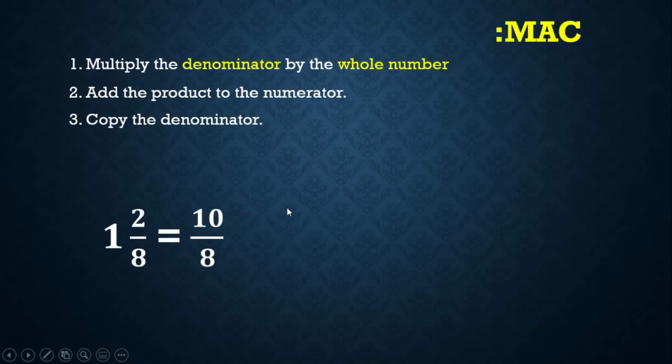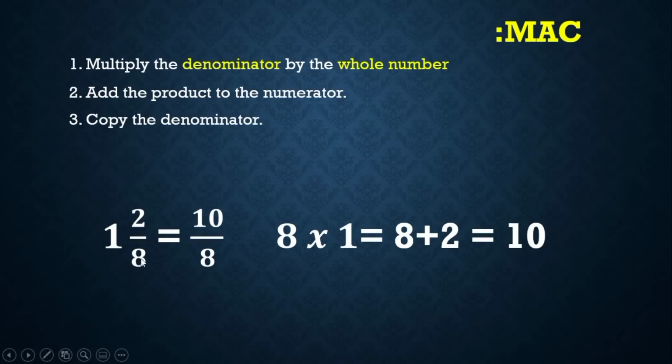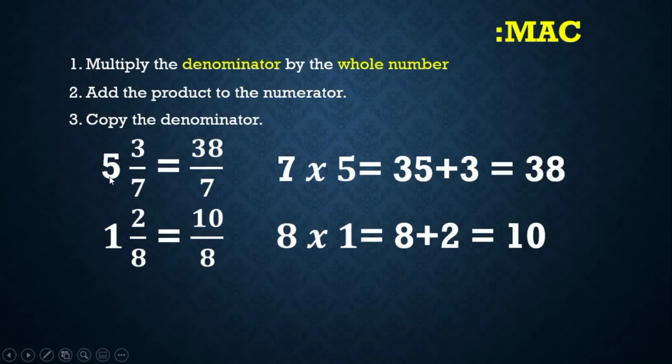So, like for example, meron tayong 1 and 2/8. Paano nangyari yung 10/8? So, una, multiply natin yung denominator natin sa whole number. So, 8 times 1, that is 8. Pangalawa, add the product to the numerator. Since 8 yung sagot natin dito, plus yung numerator natin, 8 plus 2, then 10. Then, copy the denominator. Kaya 10/8. Or, 8 times 1, 8 plus 2, 10/8. Another example, 7 times 5, that is 35, plus 3, that is 38.